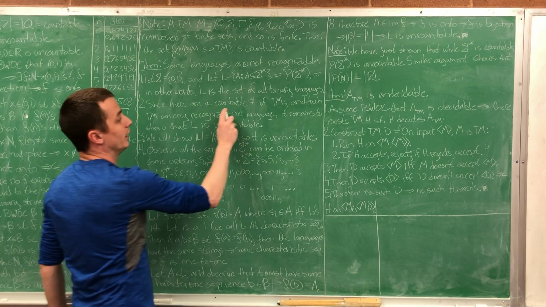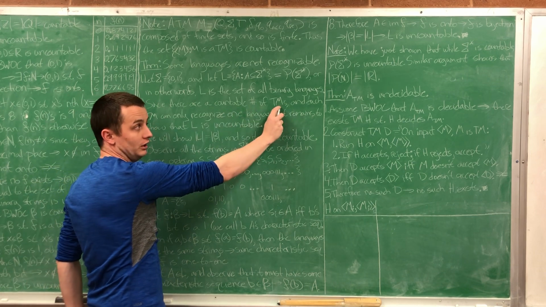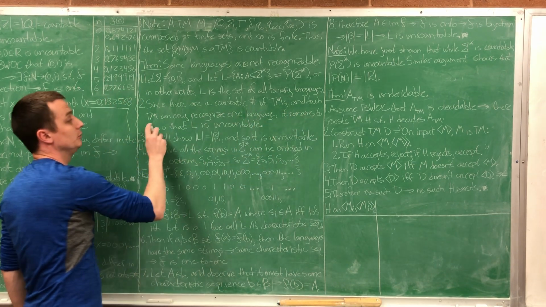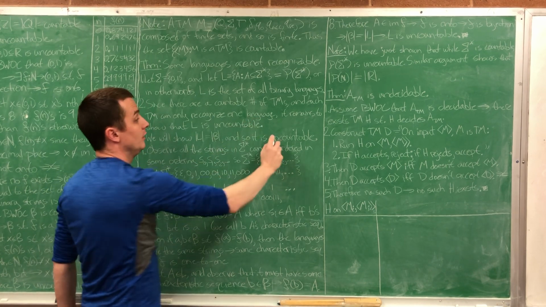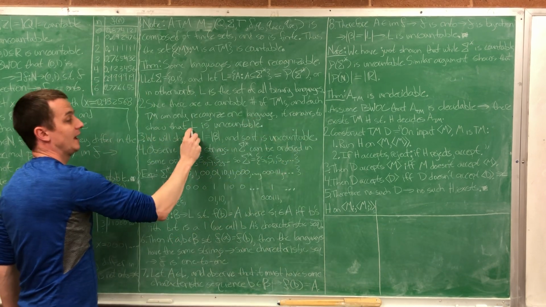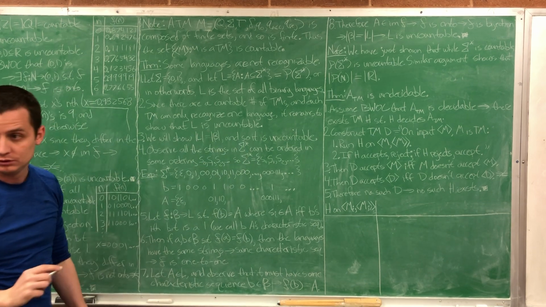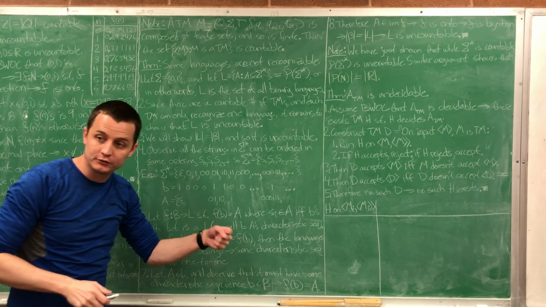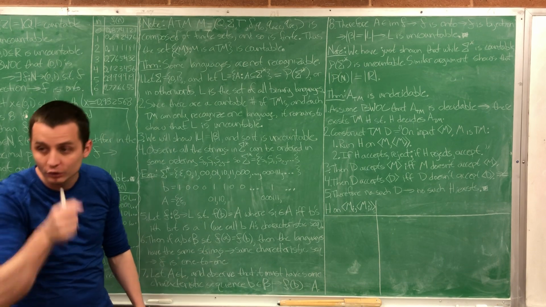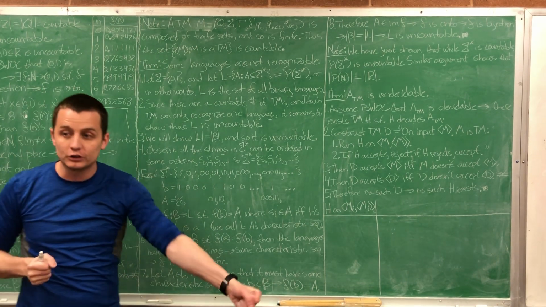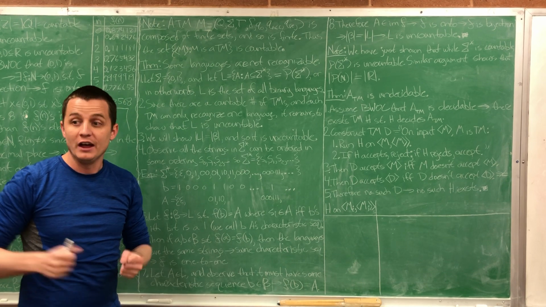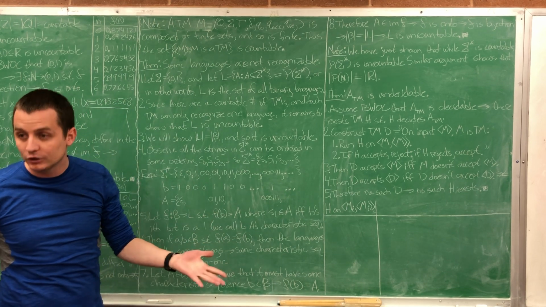Now, since there are a countable number of Turing machines, and each Turing machine can only recognize one language, it remains to show that L is uncountable. There's a countable number of Turing machines. Each Turing machine can only recognize one language. If I can show that there are more languages than there are Turing machines, then there have to be languages that can't be recognized by a Turing machine.